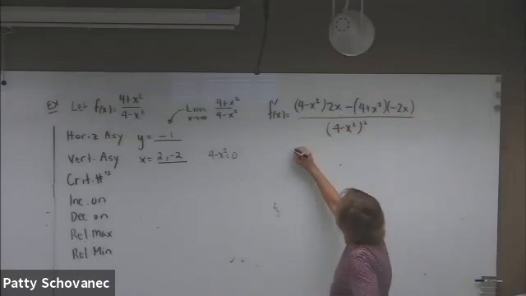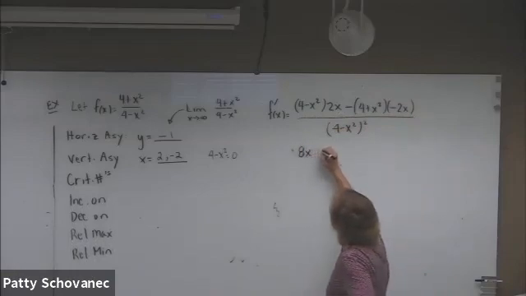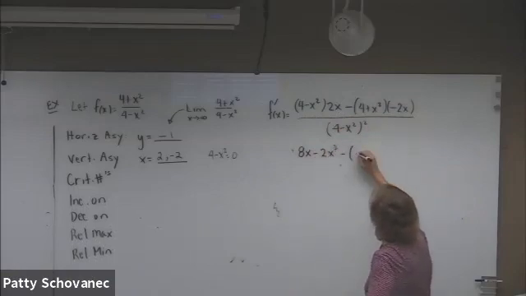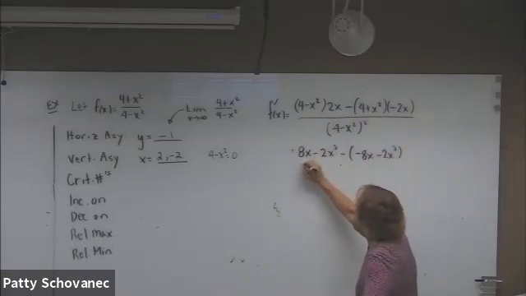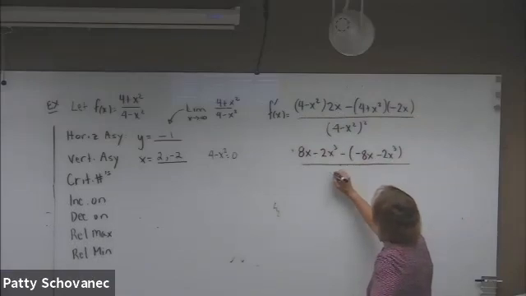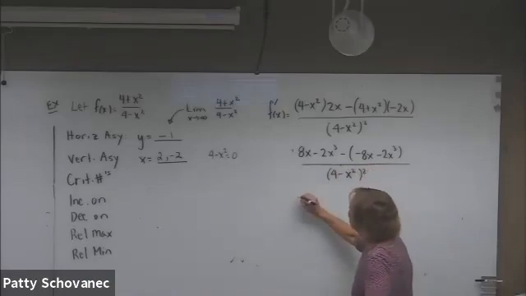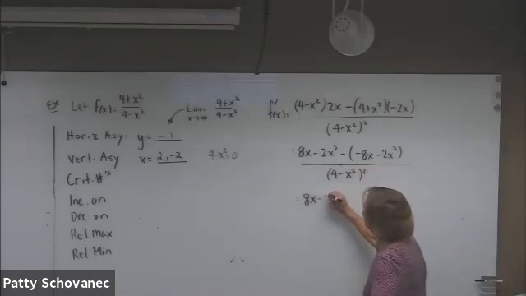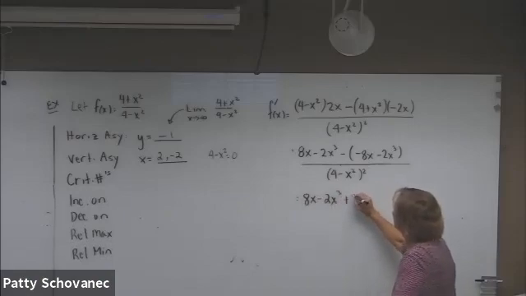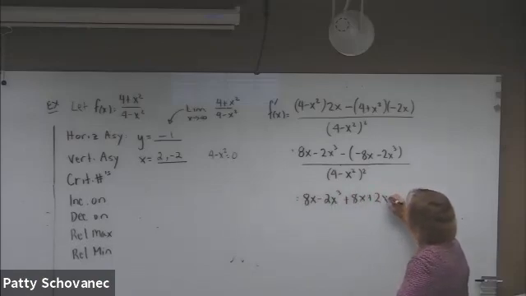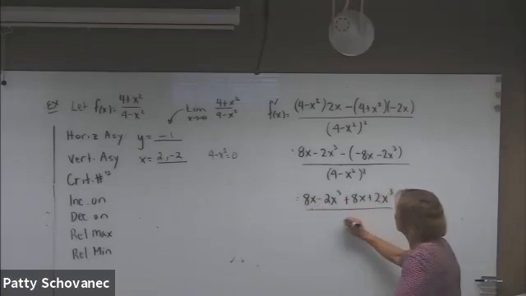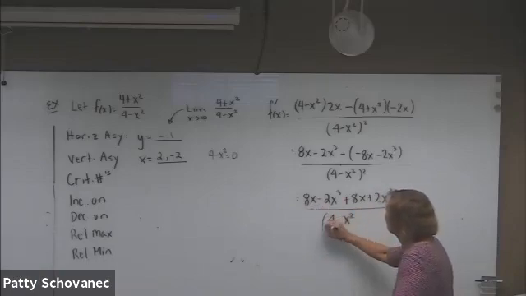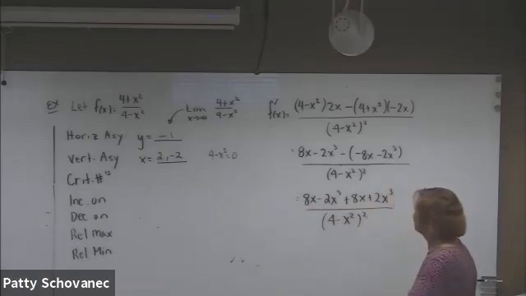So if I multiply that out, 8x minus 2x cubed. Add that out, I get a minus 8x minus 2x cubed. Distribute that minus sign. And we just lose the 2x cubes.